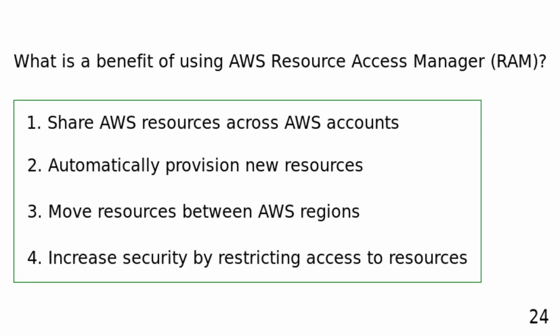What is a benefit of using AWS Resource Access Manager? Share AWS resources across AWS accounts. Automatically provision new resources. Move resources between AWS regions. Increase security by restricting access to resources.